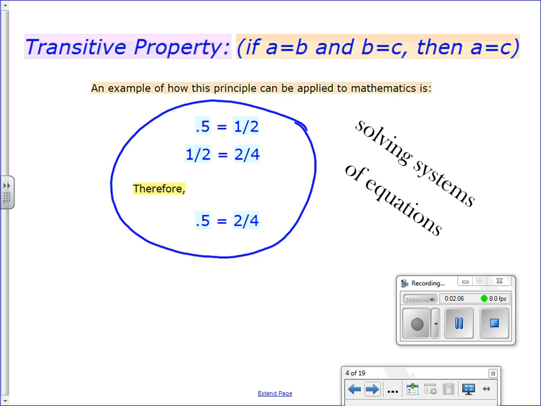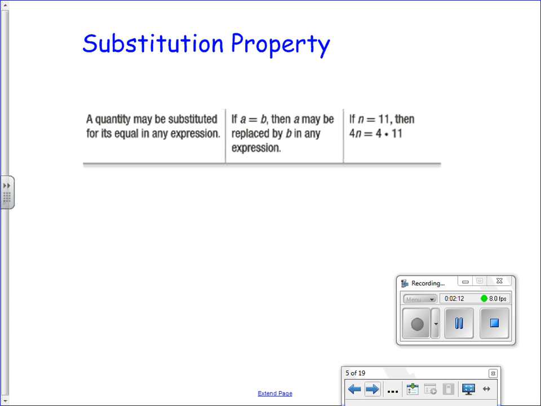Now I want you to go ahead and add an additional property on the bottom of that front page of your notes. And let's go ahead and include the substitution property. A quantity may be substituted for its equal in any expression. So if A equals B, then A may be replaced by B in any expression. Or if N equals 11, then 4N equals 4 times 11. Another way of looking at it is substituting like this. 6 times 5 can be substituted for its value of 30. And that's also the substitution property as well.